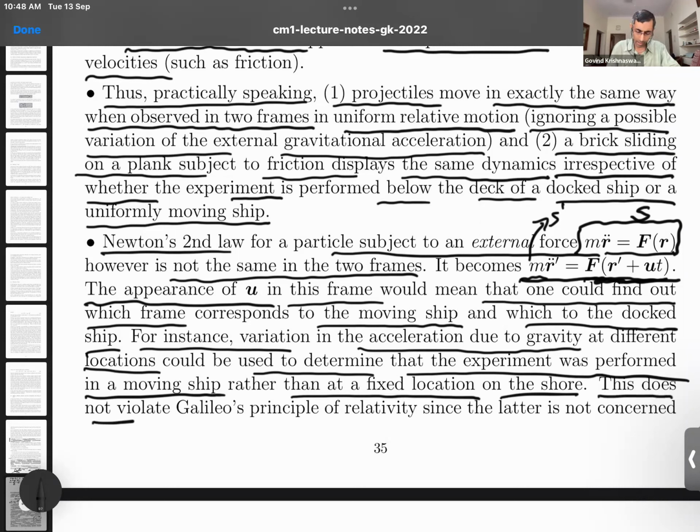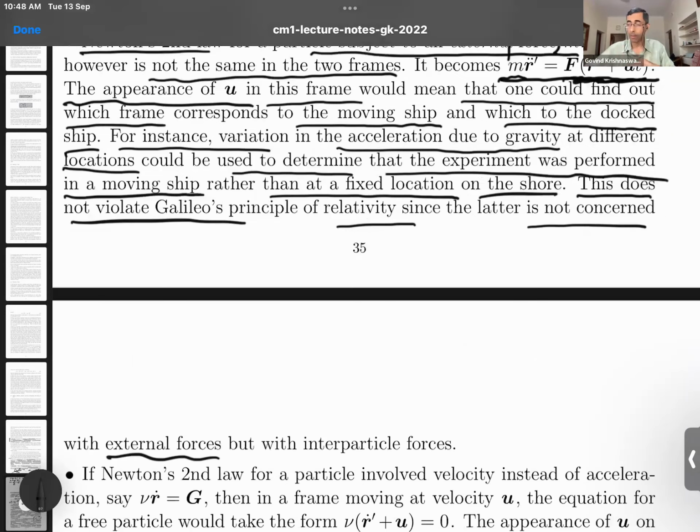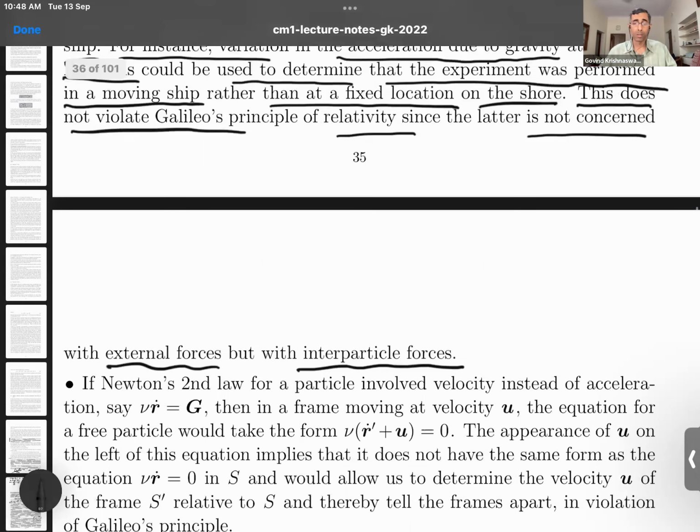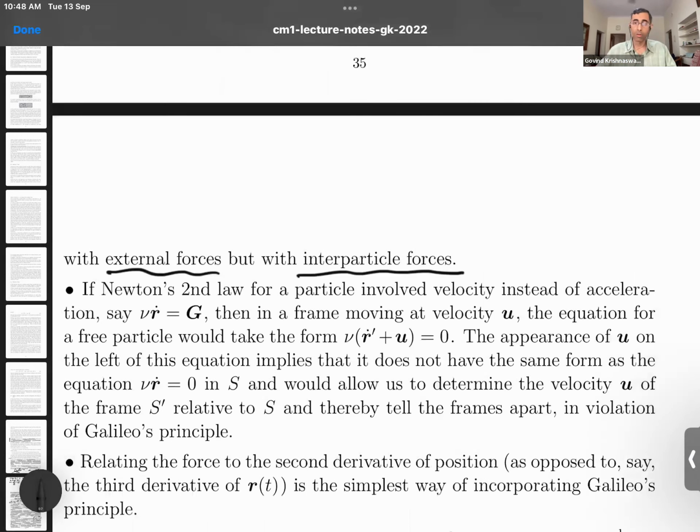So this does not violate Galileo's principle, since Galileo's principle of relativity is not concerned with external forces, but with interparticle forces. So this is our careful statement of Galileo's relativity principle and its consequence for Newton's second law. Okay.